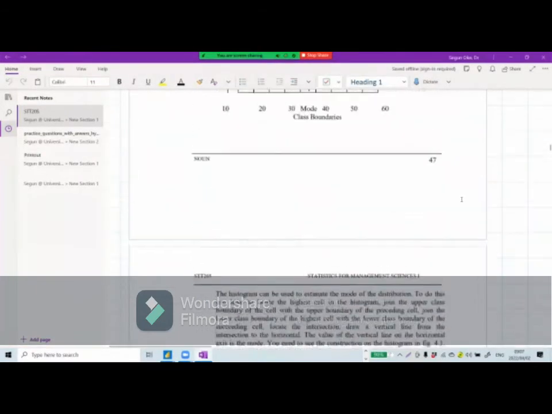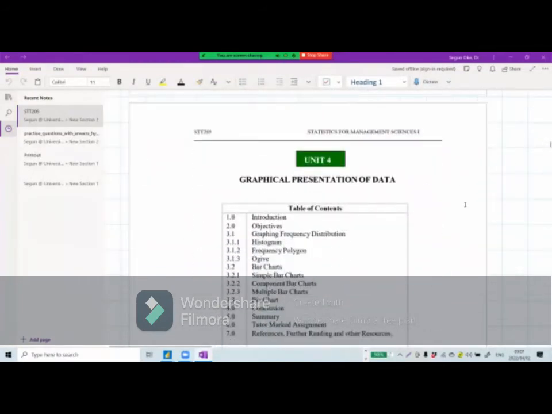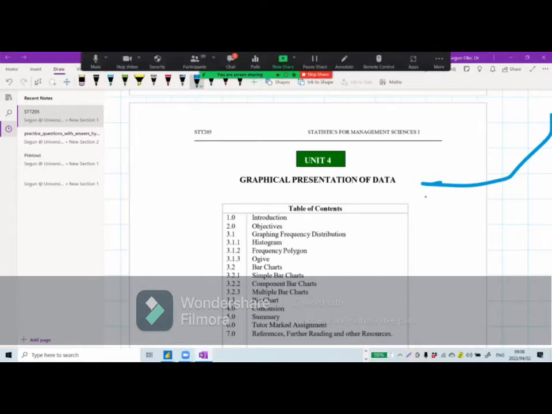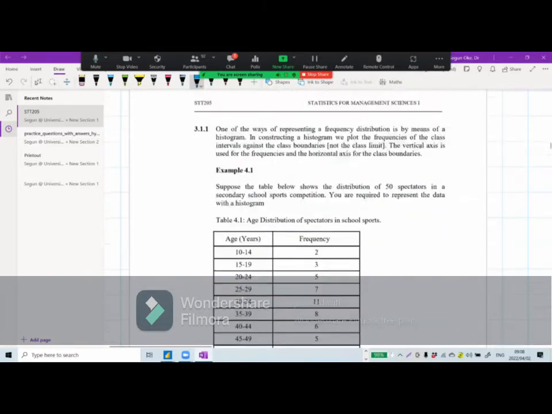We'll be talking about graphical presentation. Under the graphical presentation, there are many things that are involved, so I want us to look into that. We'll be discussing basically histogram, polygon, ogive, bar chart. We'll cover everything today. Then probably, if time permits, we'll move into the next.